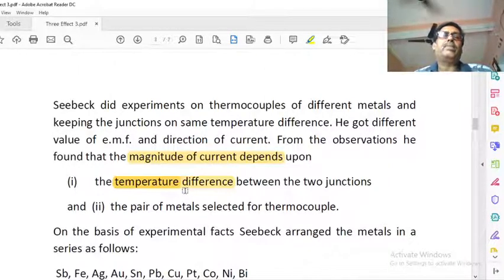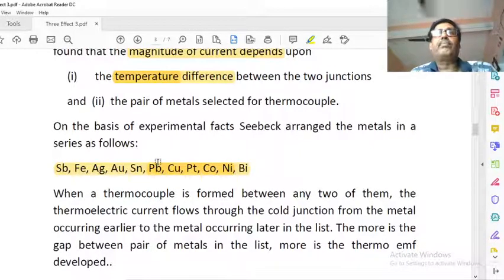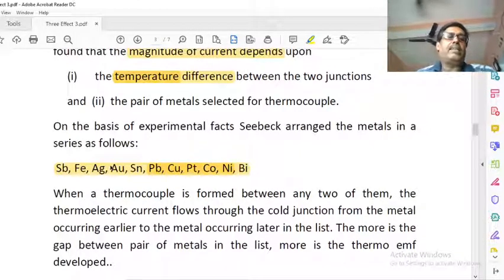In the antimony bismuth pair, the current will be large because antimony is at one side of the series and bismuth is on the other side, so there is a large gap. But for FeCu, the gap is small. What is the gap? You may see here. This is the series of metals, the arrangement of metals in order. First antimony, last bismuth.